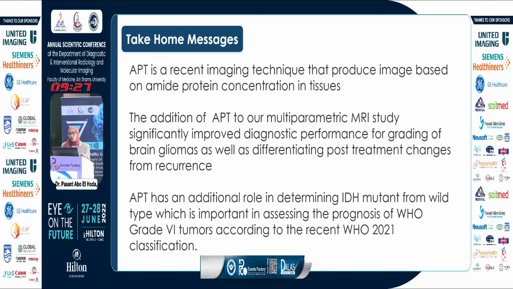APT has an additional role in determining IDH mutant versus wild type, which is important in assessing the prognosis of WHO grade 4 tumors according to the recent WHO classification.